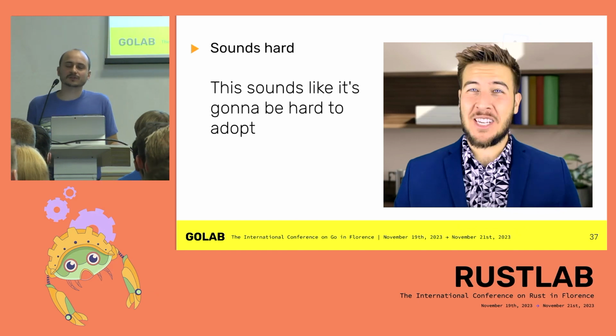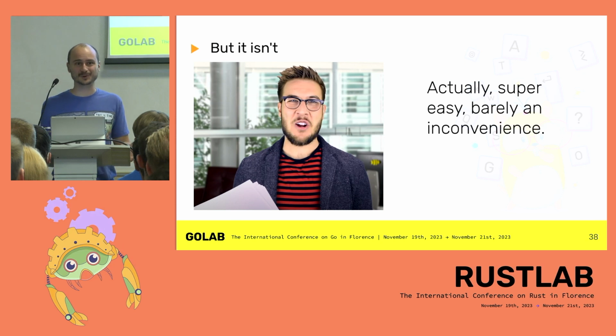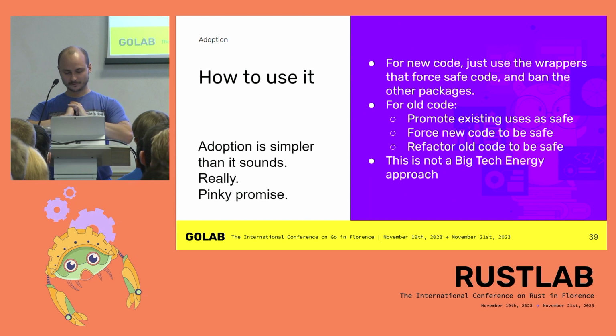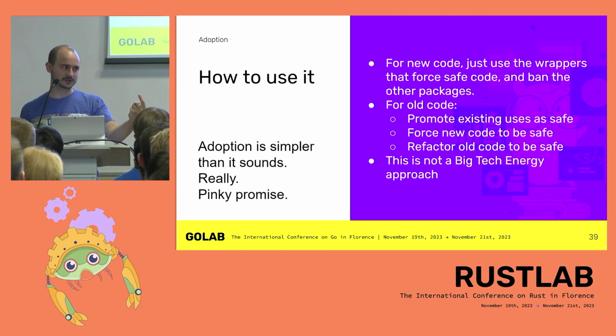Now, a lot of people that I pitched this to told me that this sounds like it's going to be very hard to adopt, and actually it's super easy, barely an inconvenience. Trust me, you just need to know what the tricks are. So, for new code, if you're writing a project from scratch, use the wrappers from scratch. So the safe SQL package that I wrote, please don't use that one. But you feel free to just copy it, use it. It's 60 lines of code. It's never going to change. It requires no maintenance because it guarantees one invariant, and that is going to be true forever.